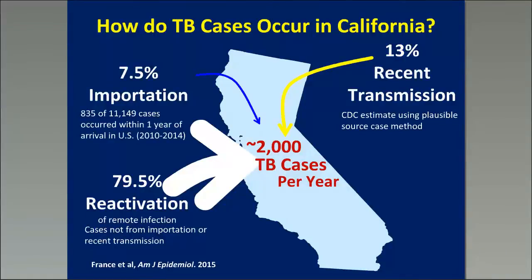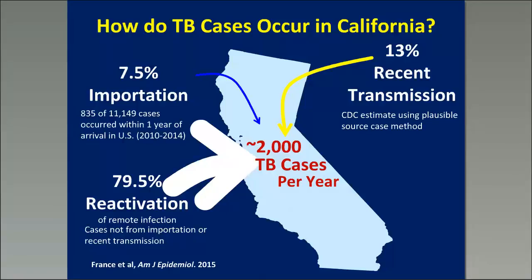So how do TB cases occur in California? This is an important question because it helps us decide, Jean talked this morning at the earlier session about recent transmission being another way we can prevent TB. We need to intervene there to prevent TB. But if we look in California at the relative contribution of these 3 different mechanisms to how TB cases occur, using CDC's plausible source case method that was recently published by Anne-Marie France and her colleagues at the CDC, their estimate for recent transmission in California is 13%.